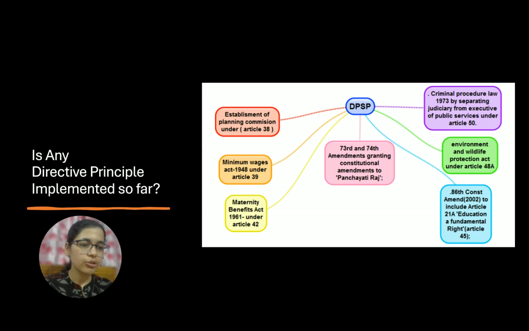through the 86th Constitutional Amendment Act, we included Article 21A and made education a fundamental right. Through the 73rd and 74th Amendment Acts, we granted constitutional status to Panchayati Raj.